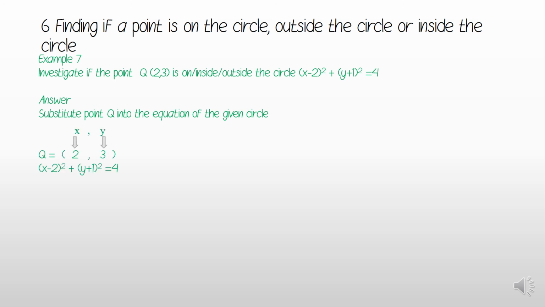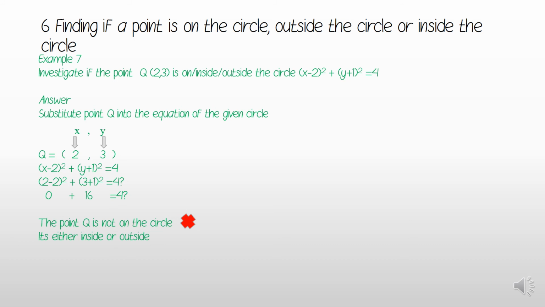So here is Q, here's the equation of the circle. So for x we put 2, and then for y we put 3. So every time when we see x we put 2, and when we see y we put 3. Everything else remains the same. So we do that, the question mark, because we're trying to find if this equation is true. So we find that the left hand side is 16, the right is 4. So definitely they are not equal. So we can conclude that the point is not on the circle. But it means that the point is either inside or outside the circle.